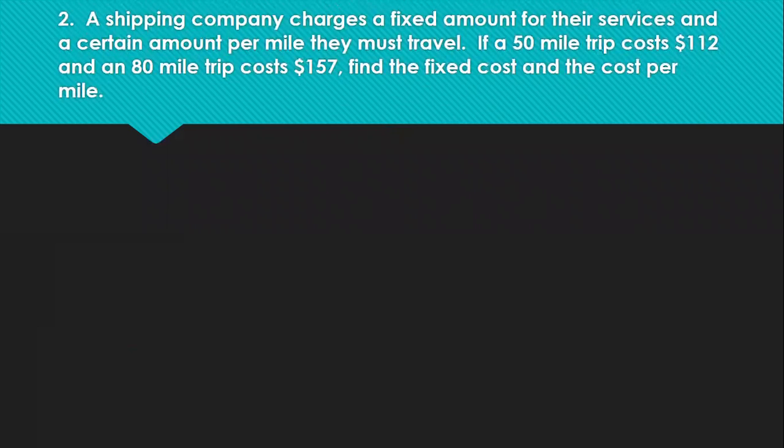I tried to come up with as many possible word problem scenarios. A shipping company charges a fixed amount for their services and a certain amount per mile they must travel. If a 50-mile trip costs $112 and an 80-mile trip costs $157, find the fixed cost and the cost per mile. So our two variables are fixed cost and cost per mile. Do we see that? So we can let x equal our fixed cost and y equal our cost per mile. I'm just going to write CPM.